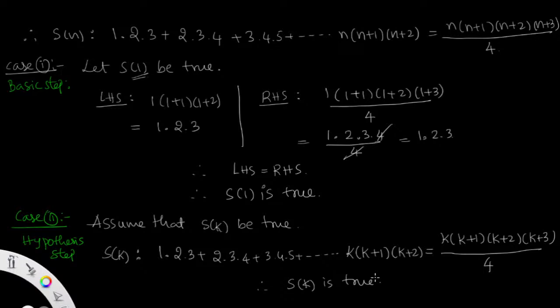First, whatever value, you have to find the nth term. This is called the nth term. In the place of the nth term, put n equal to 1 in the LHS and RHS. If both are equal, then you write LHS equal to RHS. We have simplified. In the hypothesis step, assume that S of k is true. In the place of n, you write k.